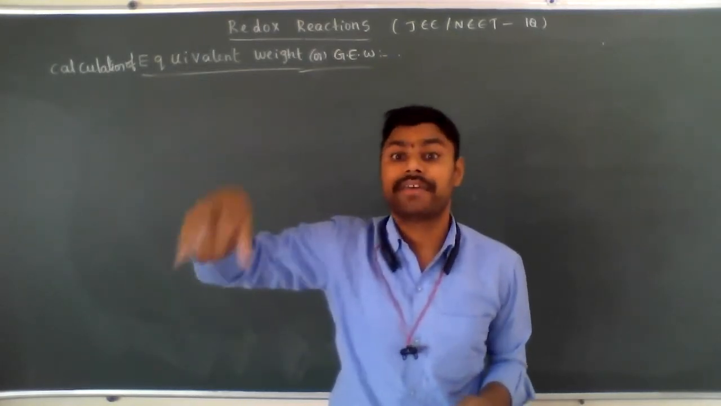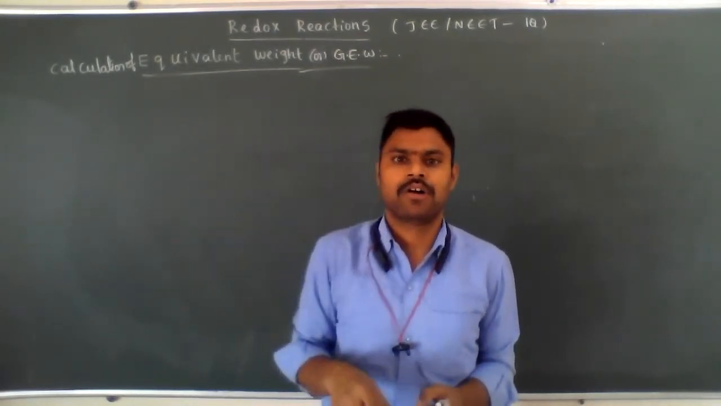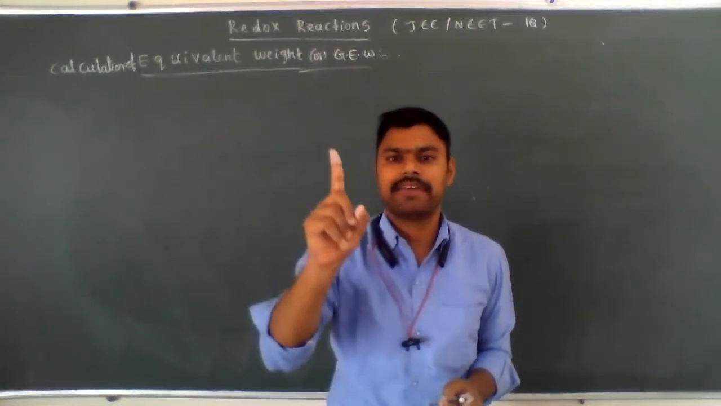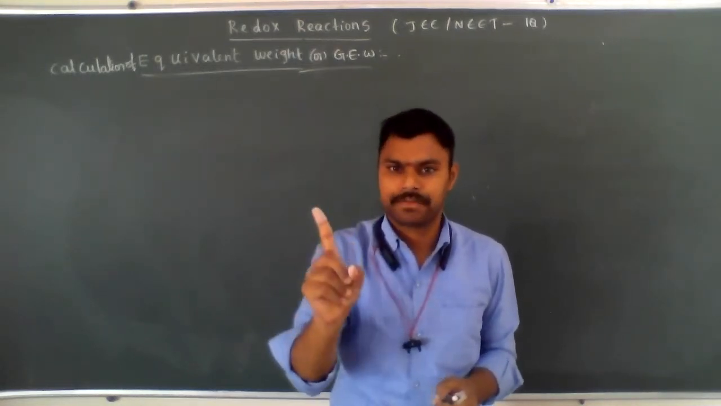Means 8 parts by weight of substance. Oxygen atom, how many parts? 8 parts. Hydrogen valency is 1. That's why 1 part. Okay.